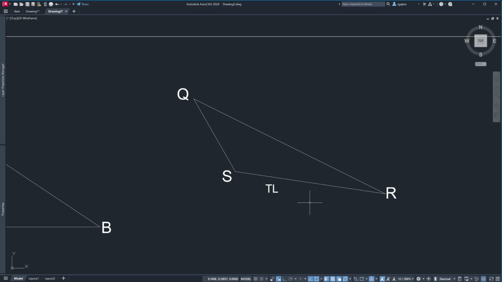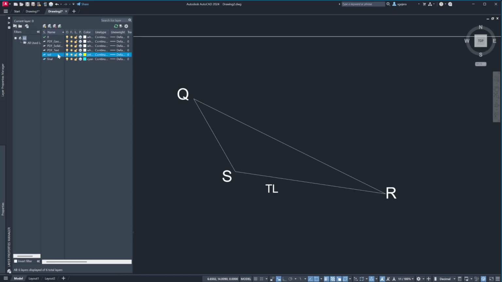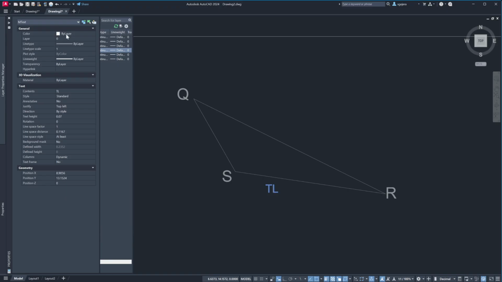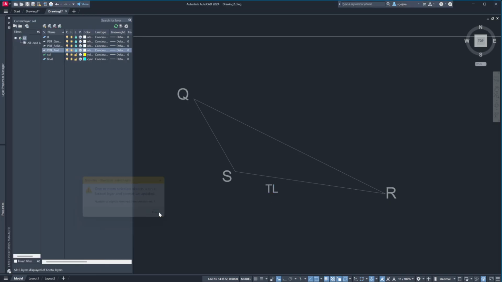I'll change my layer to solutions muna tayo. And before I do that, so that I won't accidentally change my given, I'll just lock them. Set to, I'll change this to the solutions layer. Okay. Nangyari.